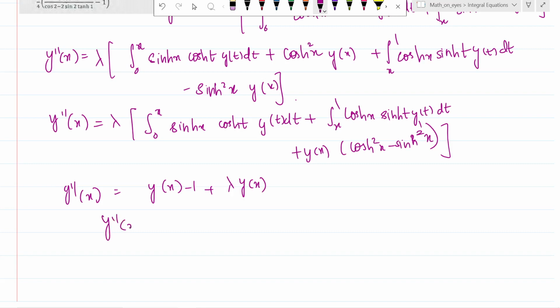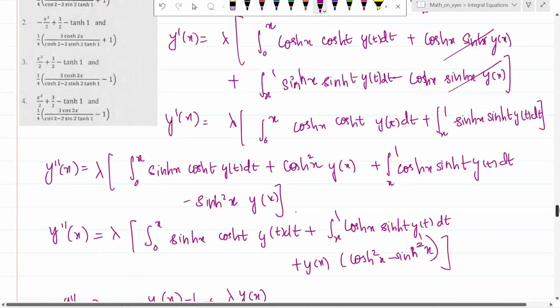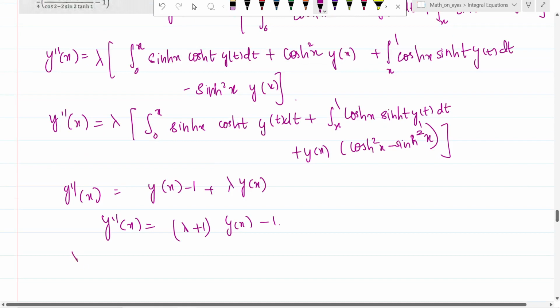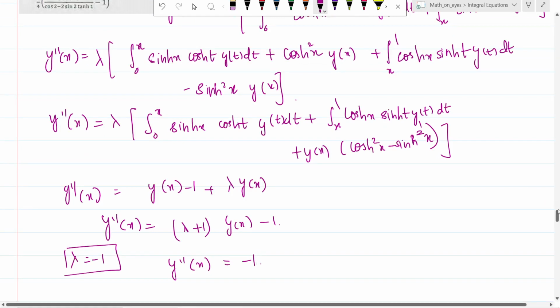So y double dash of x is equal to lambda plus 1 times y of x minus 1. First, the lambda value is given to be lambda equal to minus 1. When I substitute lambda equal to minus 1, I should arrive at y double dash of x equal to minus 1.